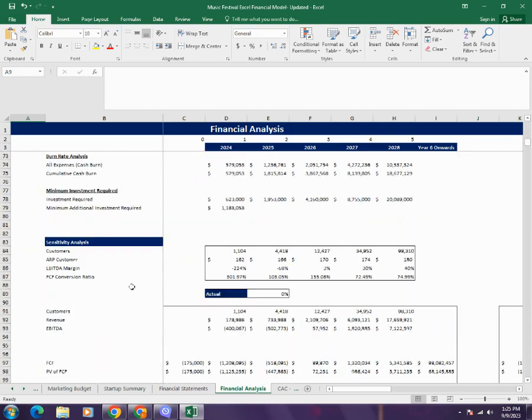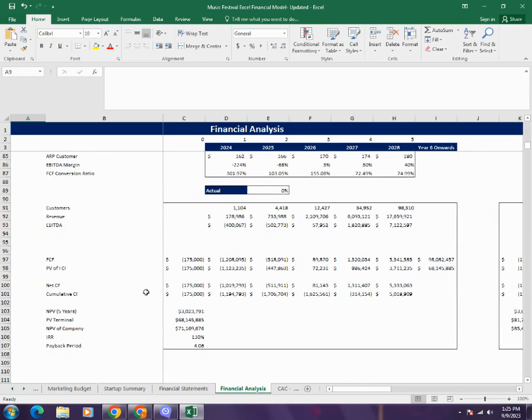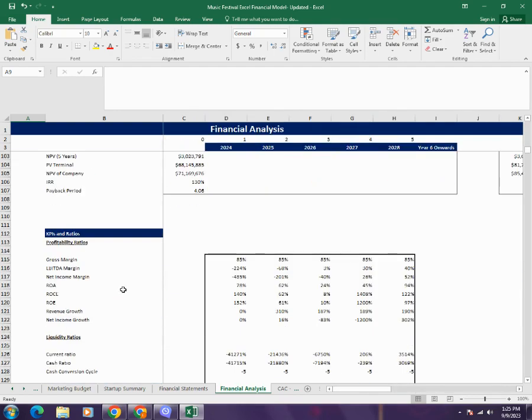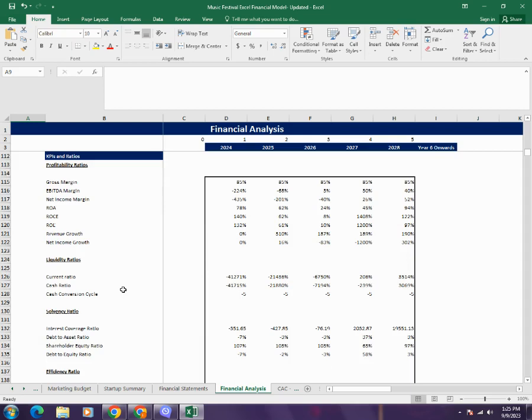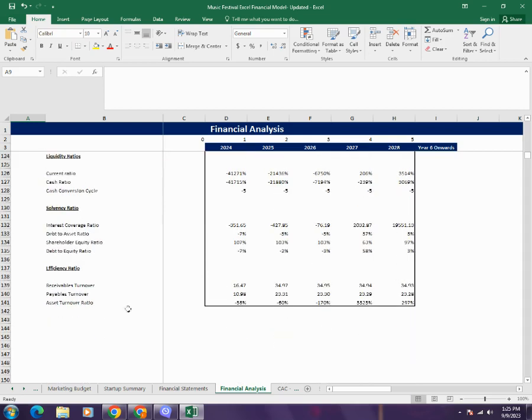Then comes the sensitivity analysis, which gives a scenario-based analysis on 3 different scenarios, that is actual, optimistic, and pessimistic. Then comes the KPIs and ratios, which highlights the financial ratios of the company: profitability ratio, liquidity ratio, solvency ratio, and efficiency ratio.